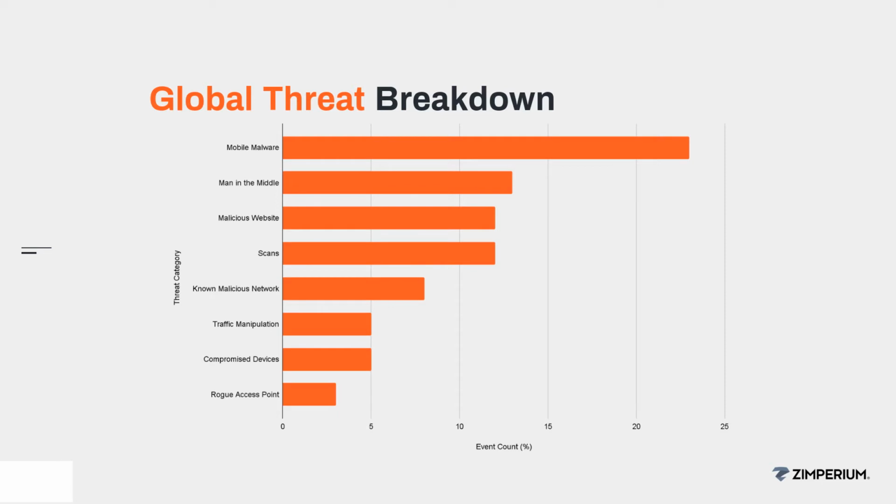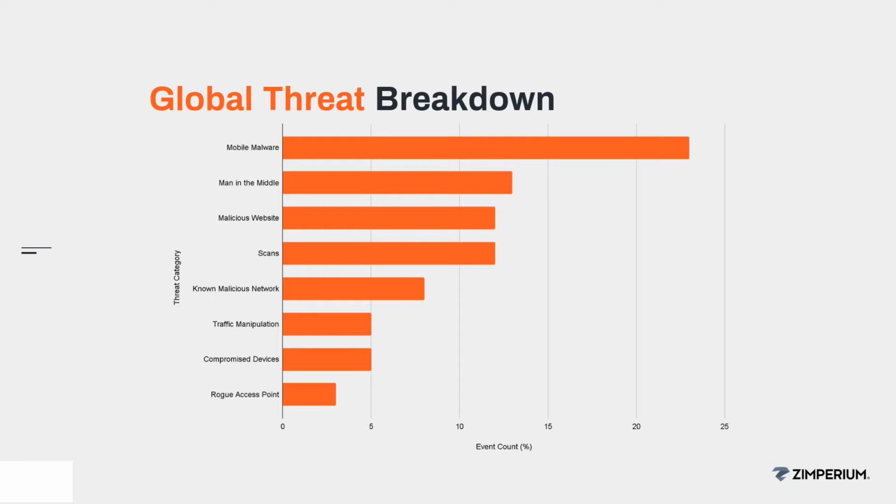So these customers opted in. When we looked on a global scale, more than 1 in 5, almost 1 in 4 mobile endpoints encountered malware in 2021. So if you're a household of 4, one of your people in your household encountered it. But if you're an enterprise and you've got 1,000 employees, that's a significant number of devices that have potentially introduced malware into your ecosystem. We're also seeing a little over 1 in 10 encountering man-in-the-middle, malicious websites, and scans.